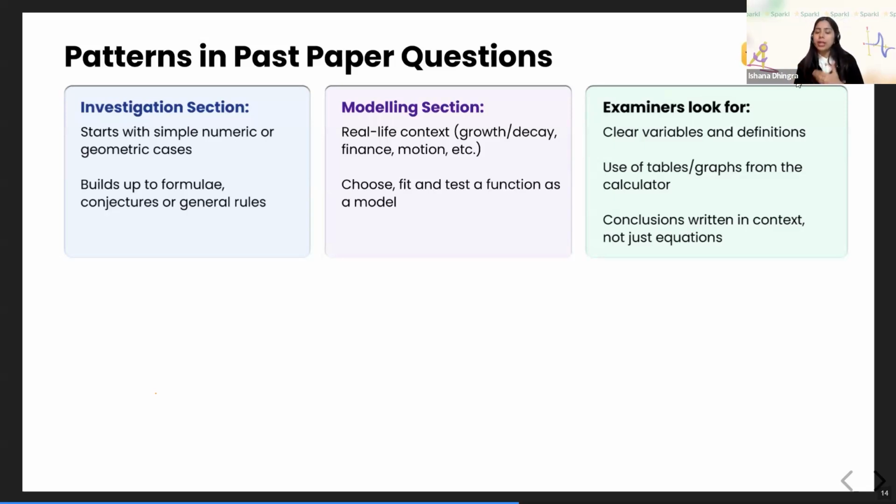So this is how you have to attempt it. You have to start simple, understand the function, and then start attempting the question. Clear variables and definitions is what the examiner is looking for. Use of tables and graphs from the calculator. You can use the values from the scientific calculator that you have. And conclusions should be written in context, not just the equations.